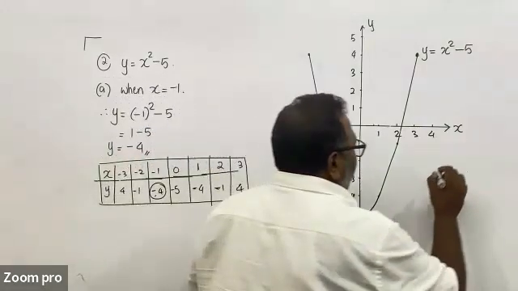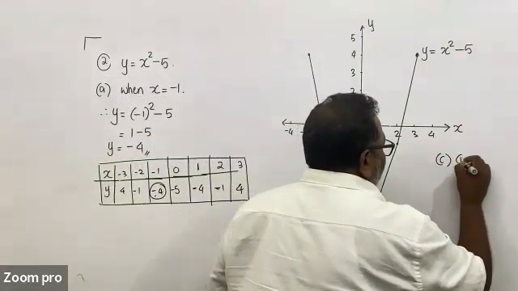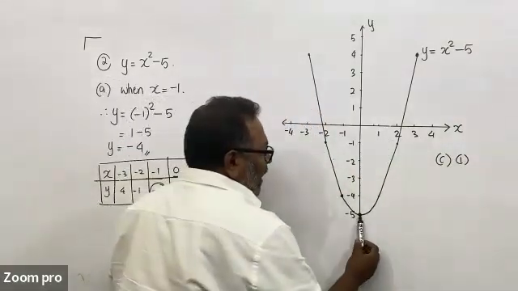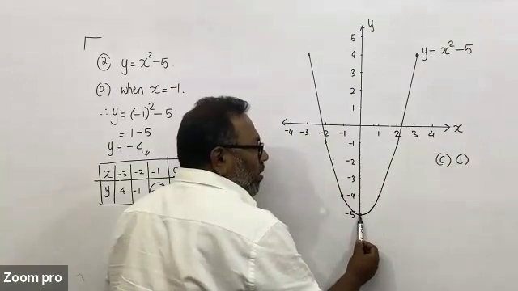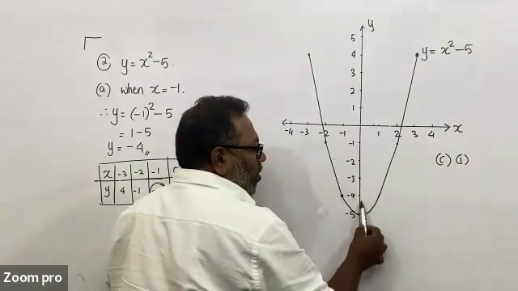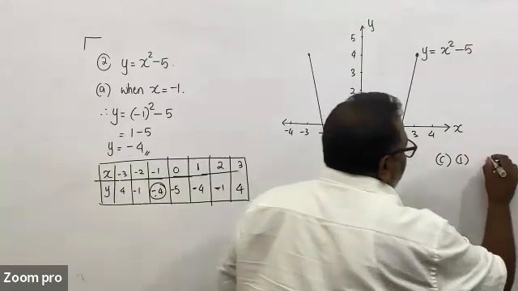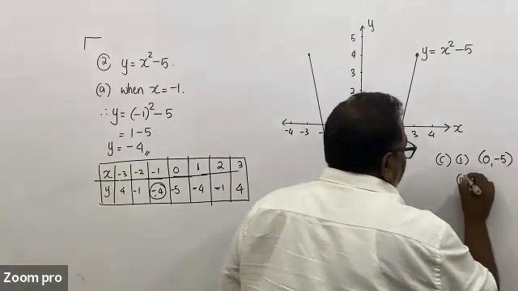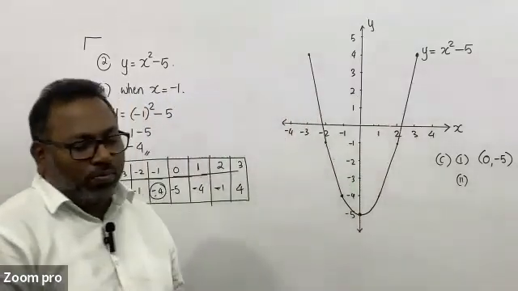Question number C, 1: the coordinate of your turning point. Where is your curve taking a turn at this point? What is that? 0, minus 5. That is your answer for C question part 1.